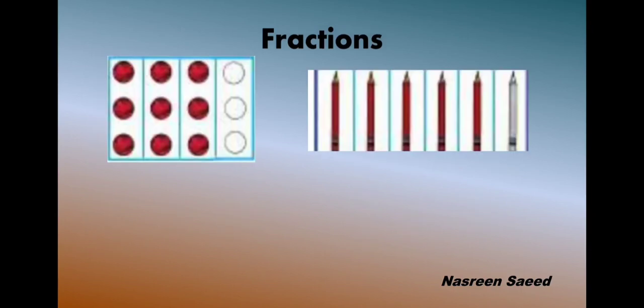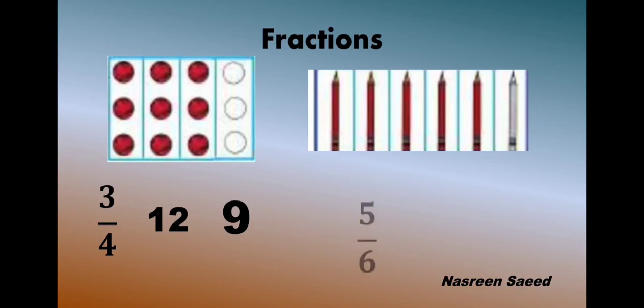Now let's see the next example. This is a set of 12 balls which has been divided into 4 equal parts. 3 parts are colored. It means 3/4 part of 12 is 9. So the 12 balls are divided into sets of 3 balls and 3 parts are colored. That means 3/4 part is colored. So 3/4 part of 12 is 9.